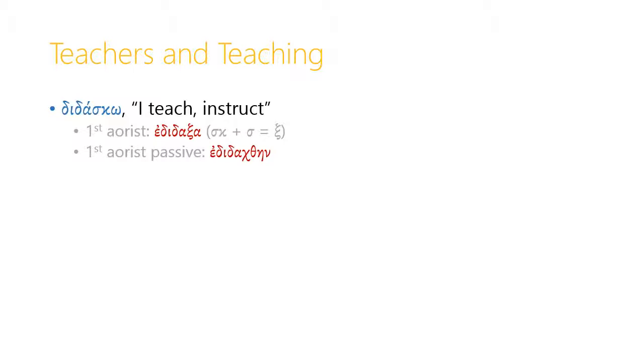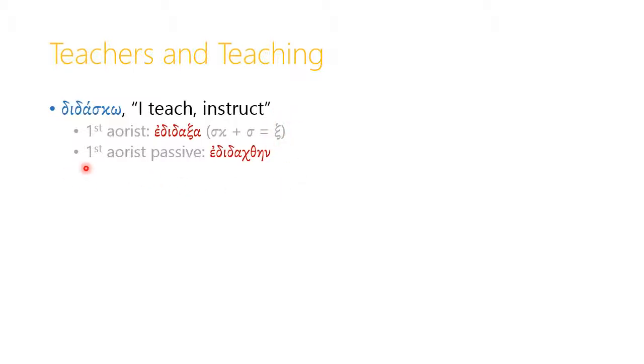There are some changes to remember in the first aorist and the first aorist passive, but they're fairly regular. So the first aorist form is edidaxa, and all that's happening there is the sigma kappa, when it runs up against the sigma tense marker of the first aorist, both of those consonants at the end of the stem and the sigma collapse together to form a xi. So instead of edidasksa, we get edidaxa. And I think when you even try to pronounce edidasksa, you can hear why it collapsed to become the xi.